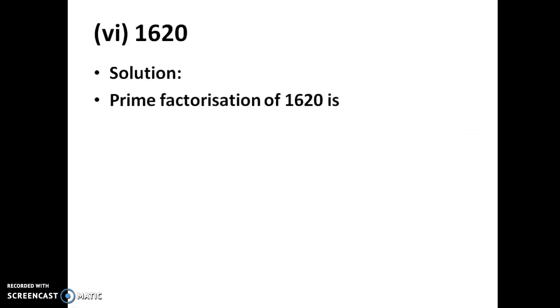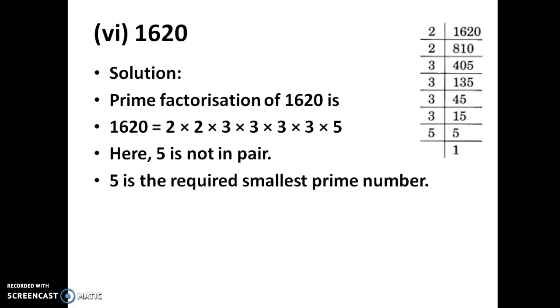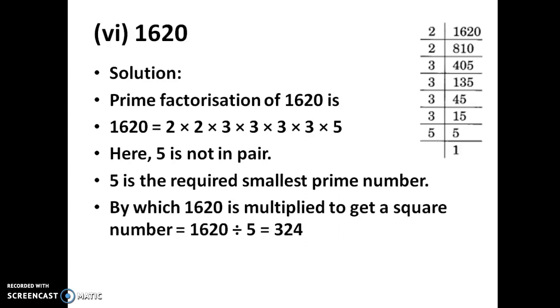Then 1620. First do the prime factorizing, then make pairs. If you make pairs, 5 is left without a pair. So the number has to be divided by 5 to get a square number. After dividing, you will get 324. The square root of 324 is 18.